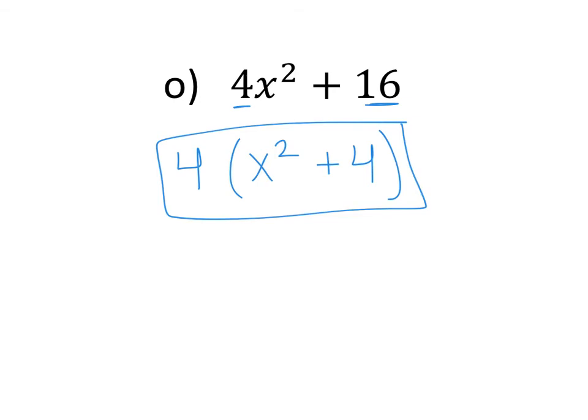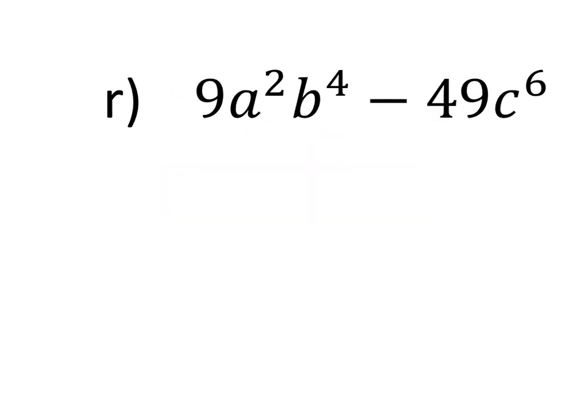Okay, I want to do one more. Let's do letter R. Let's first check for GCF. 9 and 49. The factors of 9 are 1, 3, and 9. None of them go into 49, so I definitely can't pull out a GCF. With the numbers, let's look at the variables. A and B and C, they're all different, which means I cannot pull out a GCF.